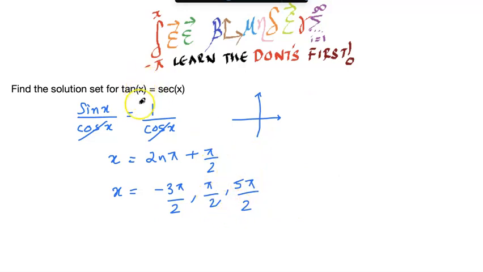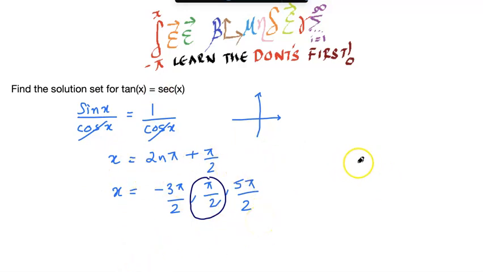So tan, let's try this one, right? So tan pi by 2, does tan pi by 2 equal secant pi by 2? Well, the answer is we don't know, because this is not even in the domain of the function tan x or in the domain of secant x. So what exactly happened here? This is a very interesting problem, right?